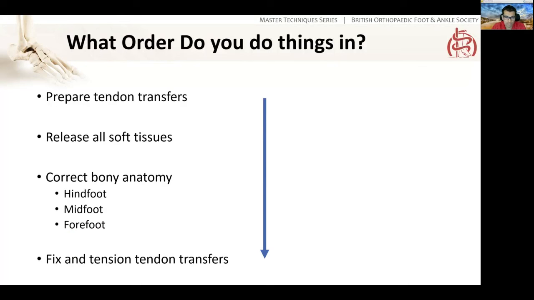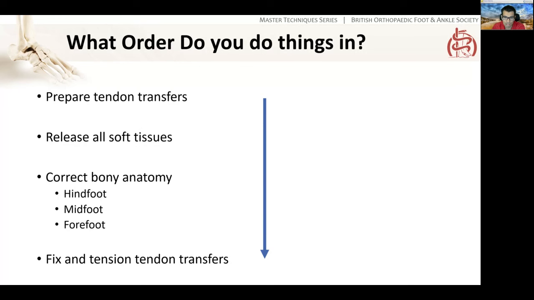The next important thing is the order in which you do things. Part 1 and 2 sort of come together, but you need to prepare all tendon transfers, release all soft tissues, and then correct the bony anatomy in a stepwise fashion, exactly like Heath said: hindfoot, then midfoot, then forefoot. And then at the end, you fix and tension the tendon transfer. But the key thing here is that this is not just a linear thing, because in order to correct the bony anatomy, especially of the midfoot and forefoot, you have to imagine what your tendon transfer tension is going to be like and what the foot's going to look like, and then correct that. So you do need a bit of experience to do this.